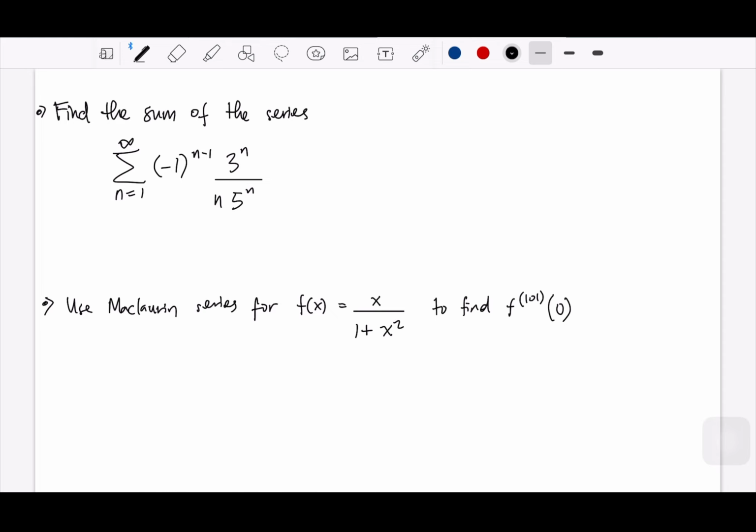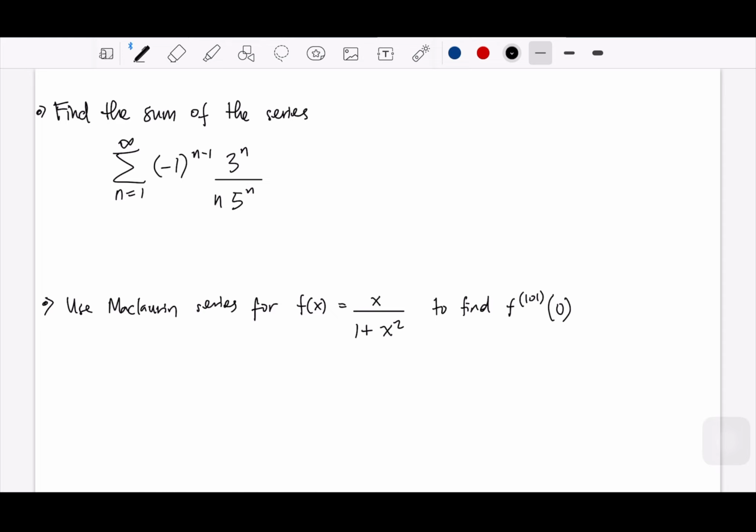For the first question, I think you can take reference to the Maclaurin series, and then you can exchange the variable. For the second question, we need to apply the coefficient for Maclaurin series.